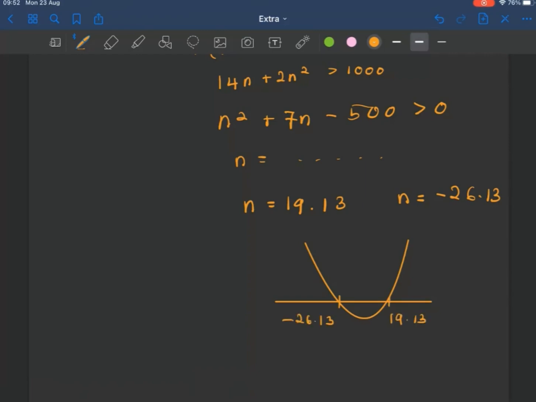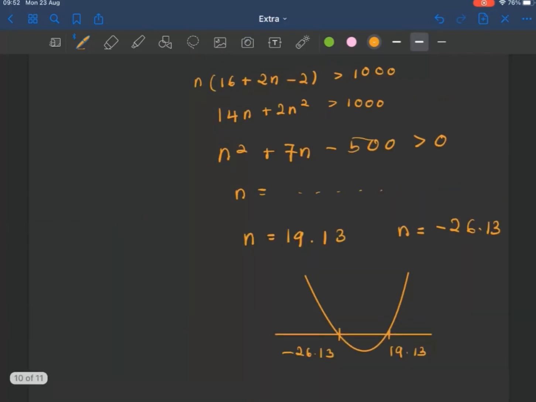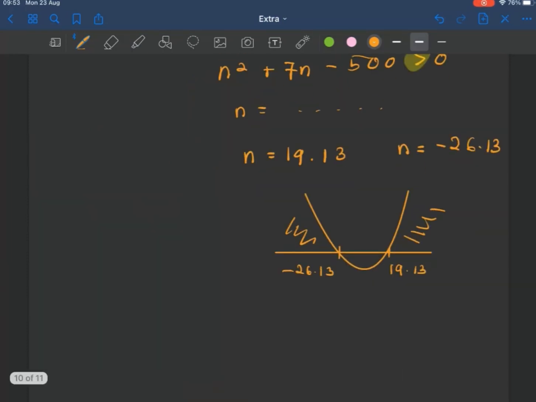Dekat dalam ke dekat luar? Dekat luar, okay. Luar, because we have greater. Okay, greater. So di luar. So here and here. So should be x less than negative 26.13 or x greater than 19.13. Okay, this should be our interval lah.